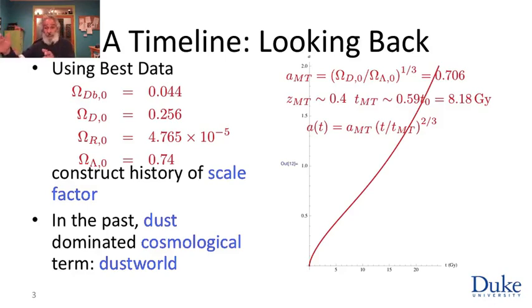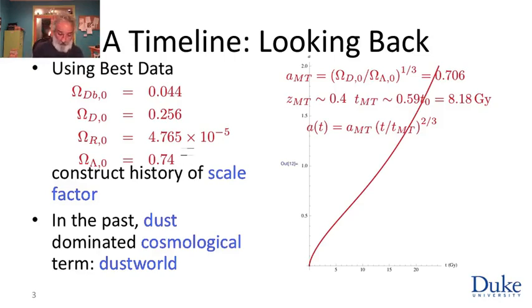At intermediate times, it'll be all dust, and both radiation and cosmological term will be set to 0, and deep enough into the past, it'll be all radiation. None of this is precisely true, but it gives us the flavor of the solution. And so let's start by looking into the past.